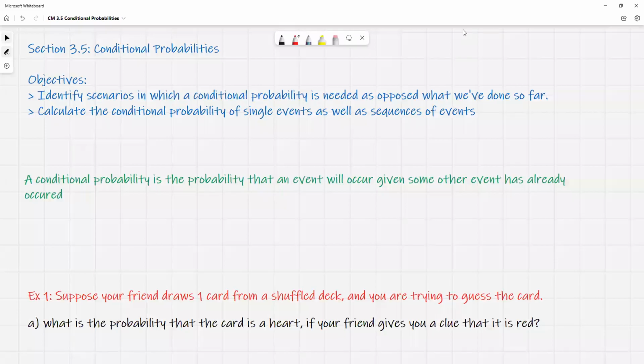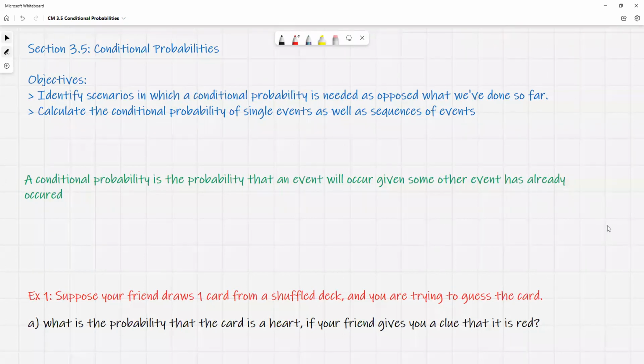Here is section 3.5. We're going to be talking about conditional probabilities in this section, okay? So our objectives are to identify scenarios in which a conditional probability is needed, and compare that to what we've been doing so far with probability. And then we're going to calculate some conditional probabilities of single events as well as of sequences of events, okay?